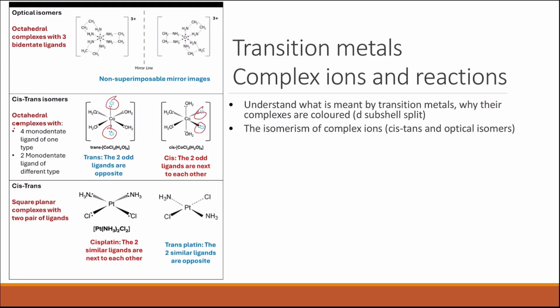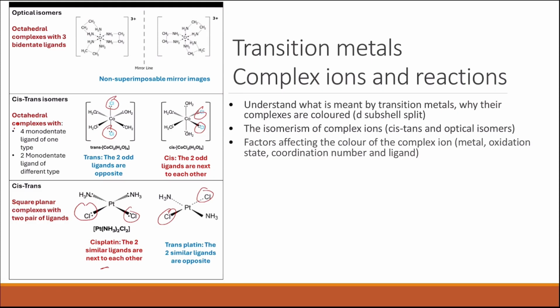Also, the cis-trans isomerism, we can find it in the square planar complexes with two pairs of ligands, like cisplatin and the trans one. So if the two similar ligands are on the same side, this is a cis. If the two similar ligands are opposite to each other, this is the trans.